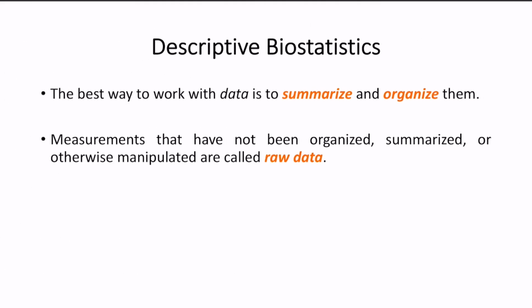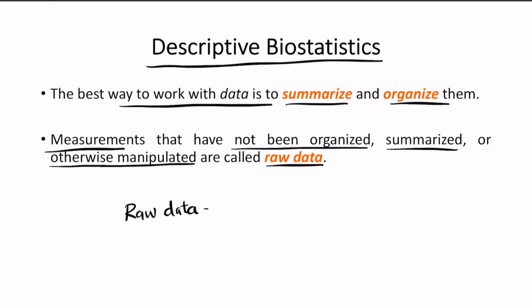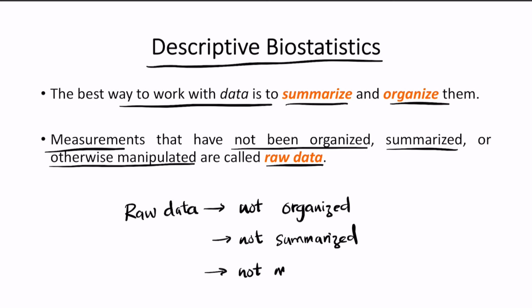Now, what is descriptive biostatistics? The best way to work with the data is generally to summarize and organize them. The measurements that we have not organized or summarized or otherwise manipulated are called raw data. So whenever you hear raw data, it means that it's not organized, it's not summarized, and it's not manipulated. This is called raw data.